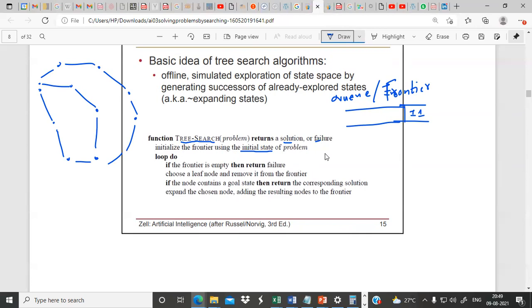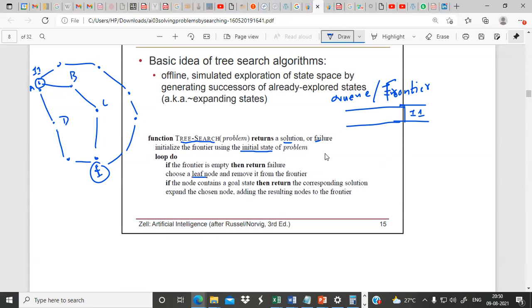Choose a leaf node and remove it from the frontier, which means let us assume initially this is I1, the initial state. So let us assume this is A, B, C, D, E. So E is the goal state we want to reach here. So what does it mean to remove A from the frontier? That is I1, it corresponds to A. So remove that from the frontier and add it to the tree. That's what it means.